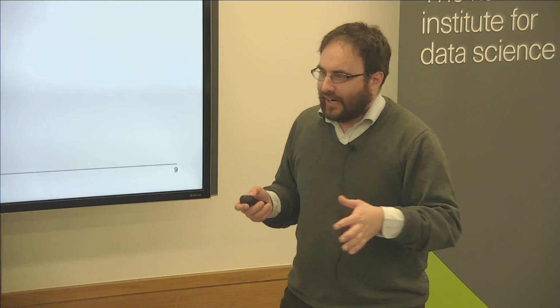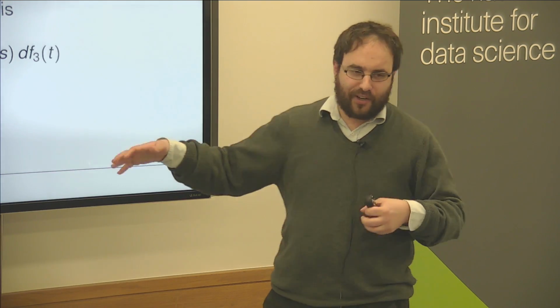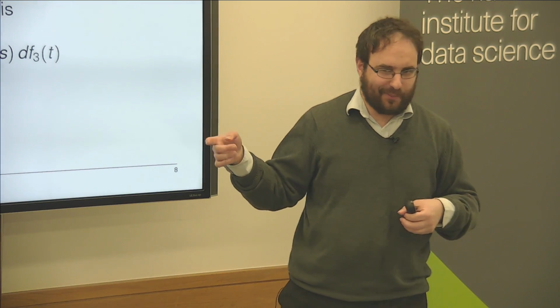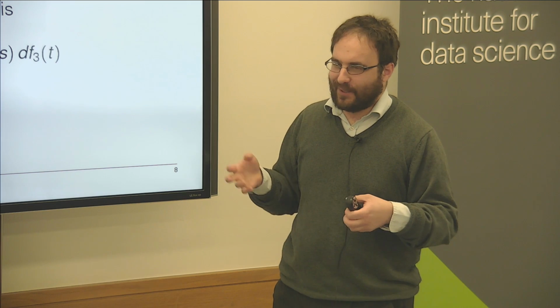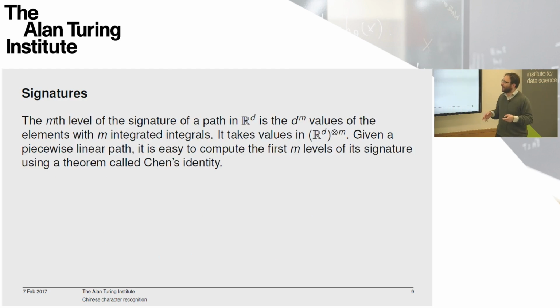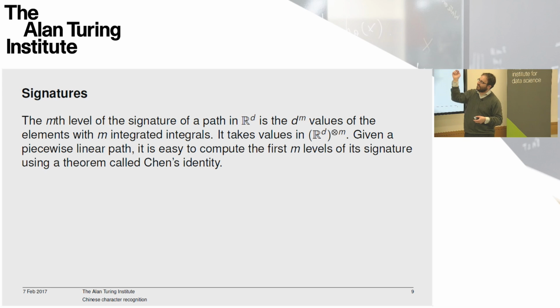So how big is a signature? A signature is an infinite series, and I can't send an infinite series. My k on the previous slide had to be a finite number. So I'm going to stop after some depth, which I'll call my level, and I'm usually going to use the letter m for that. So level m of the signature is all sequences of the d numbers of length m. So it has d to the m values, and we think of it as taking values in R^d tensored m.